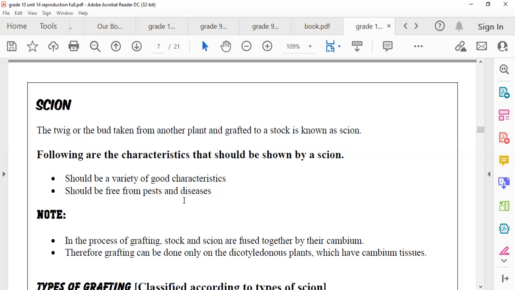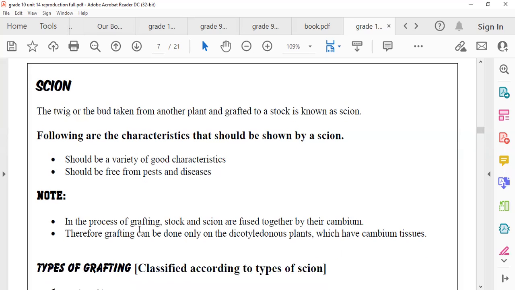And when you are fixing the two pieces, the cambium, the growing tissue of both, should well touch each other. Then only the grafting will be successful. If the cambium are not properly touching, you will not get the grafted output.